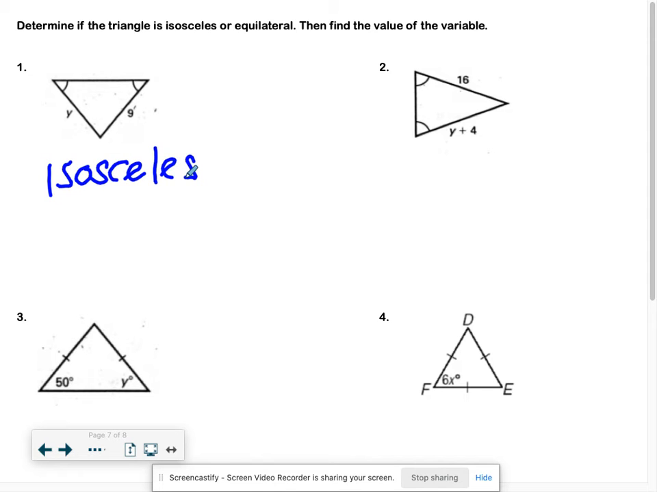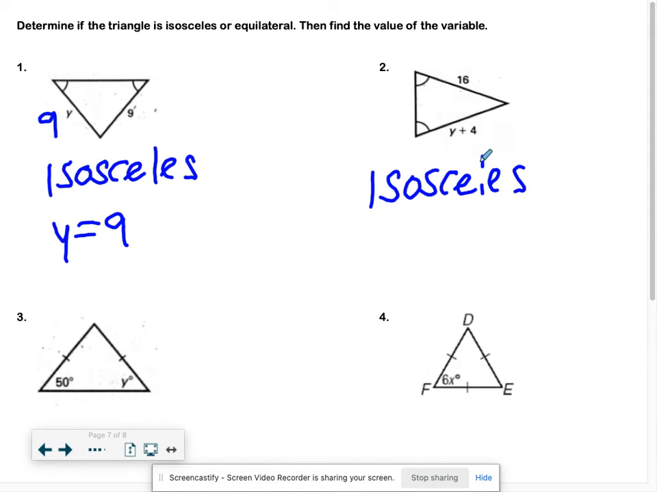And wouldn't it be 9? Is it the same? Yeah, these are the same, right? So if this is 9, so is y. Okay, number 2. What do you guys think? Isosceles or equilateral? Isosceles, yep. 12. It is 12. How did you find that out?